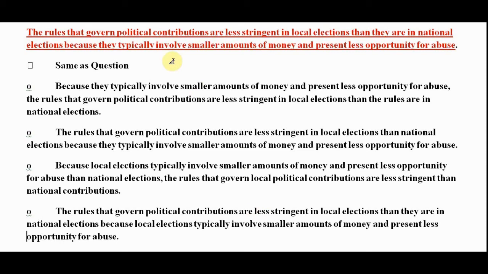Hello friends, welcome back with one more sentence correction question. This is again one of the optional guide questions. Level is difficult, range is 700, concept is pronoun and comparison.